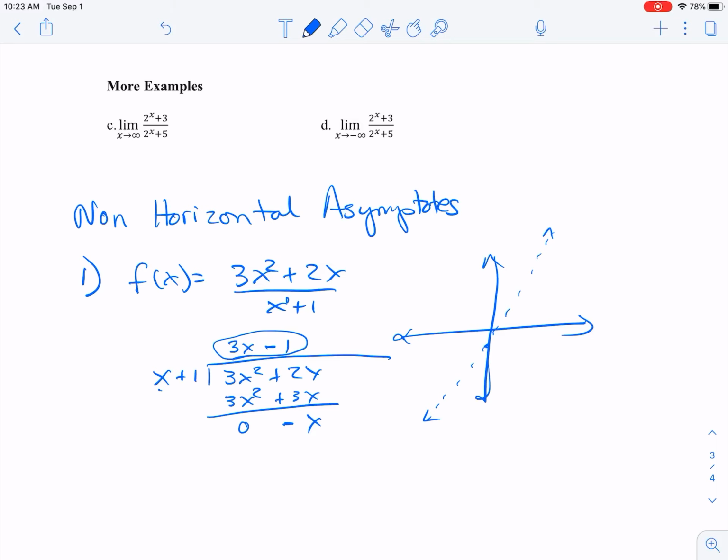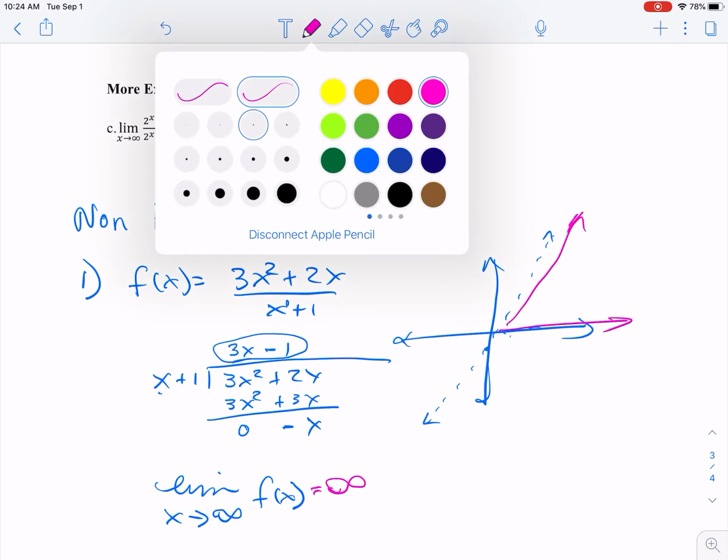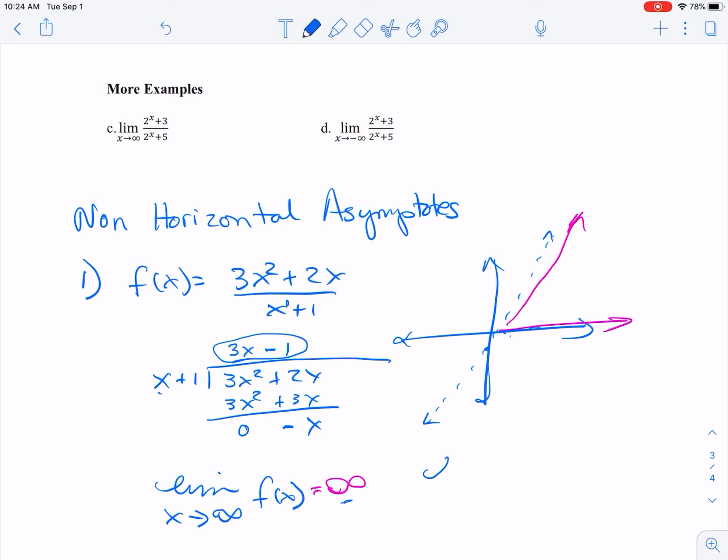Now remember, the question is still the limit as x goes to infinity of f(x). Well, as my x values are going this way, my y values are going this way. So in this case, it would be positive infinity. Does not exist is correct, but that's not the answer I'm going to look for. I want this. And the limit as x goes to negative infinity of this function: here we are, x is going this way, my y's are going this way, to negative infinity. So you have to pay attention, all right?